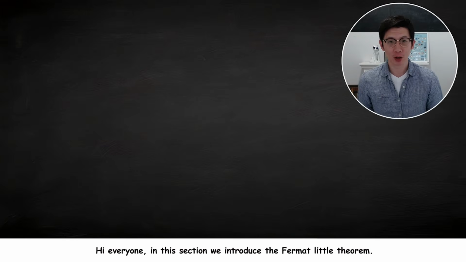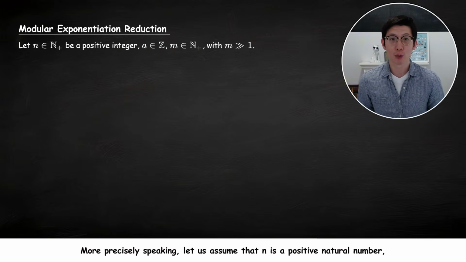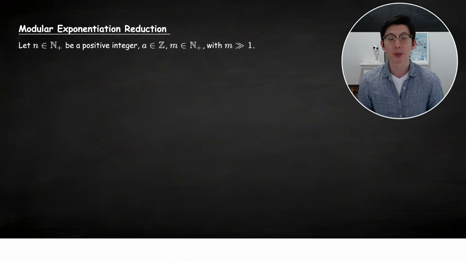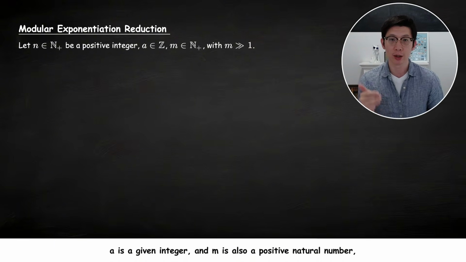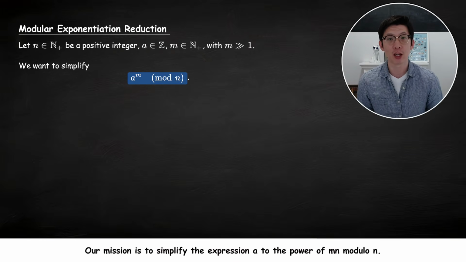Everyone, in this section, we introduce the Fermat theorem. Our discussion can be motivated by the problem of modular exponentiation reduction. More precisely speaking, let us assume that n is a positive natural number, a is a given integer, and m is also a positive natural number, which is typically really huge. Our mission is to simplify the expression a to the power of m modulo n.